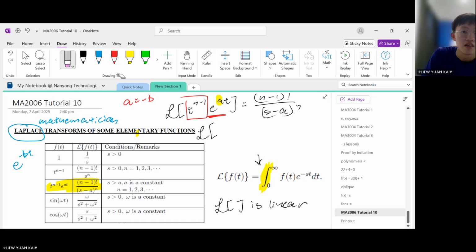So how can I force out a t to the n minus 1 here? The answer is this. This here is actually an invisible 1. I didn't change anything. 1 times e to the minus bt is still e to the minus bt. And you know that 1 can be written as t to the 1 minus 1. Why can I claim that? Because t to the 1 minus 1 is actually t to the 0.